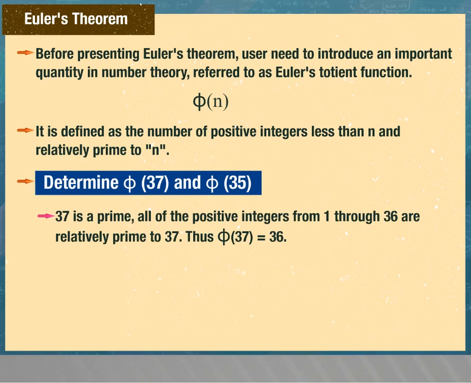37 is a prime. All of the positive integers from 1 through 36 are relatively prime to 37. Thus, phi of 37 is equal to 36.